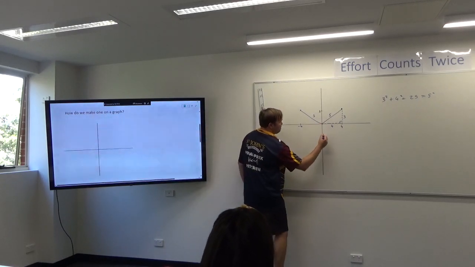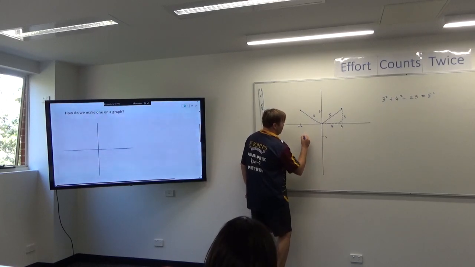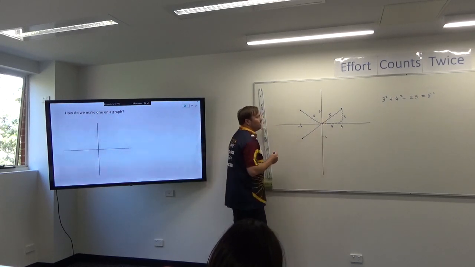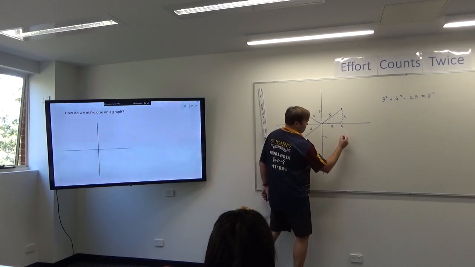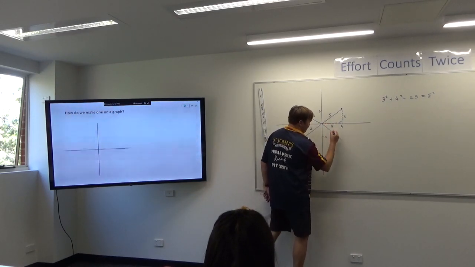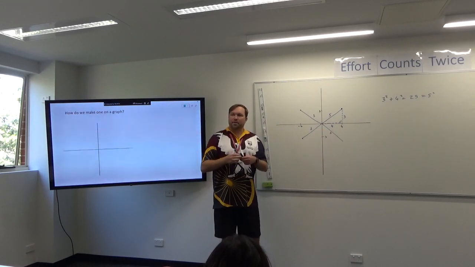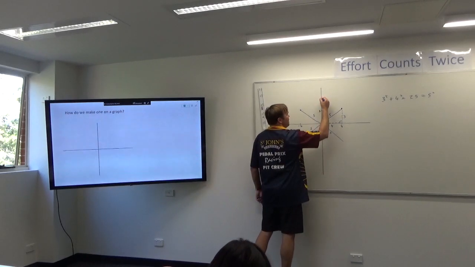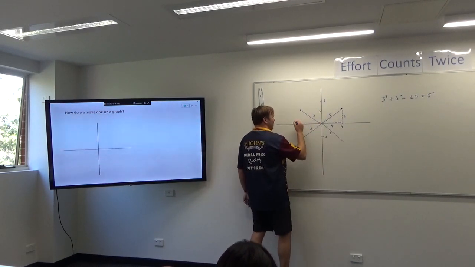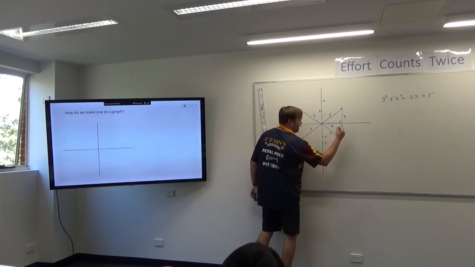Same here, another 5, and another 5. And if you really want to fill in more of this circle, you can cross the axis here at 5, and here at minus 5, and here at minus 5, and here at 5.